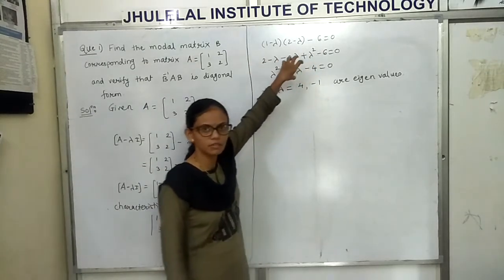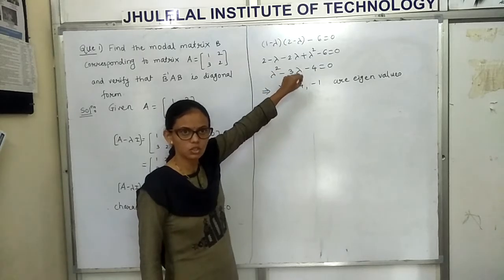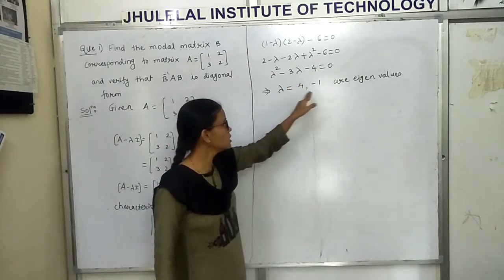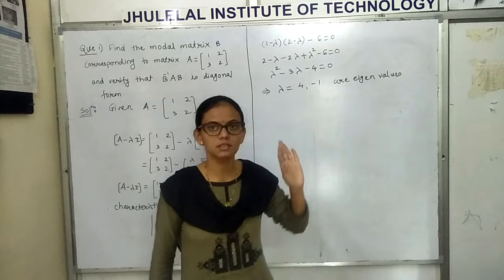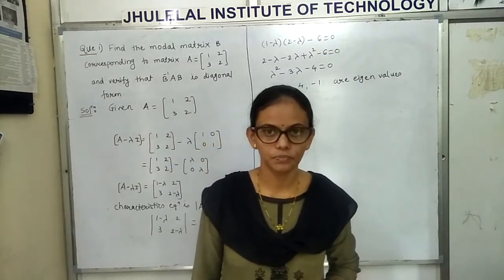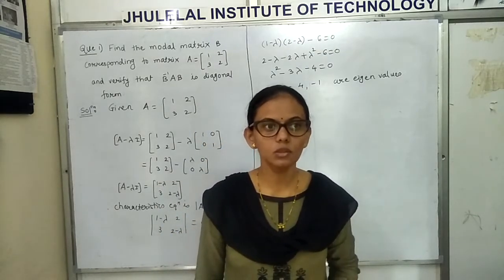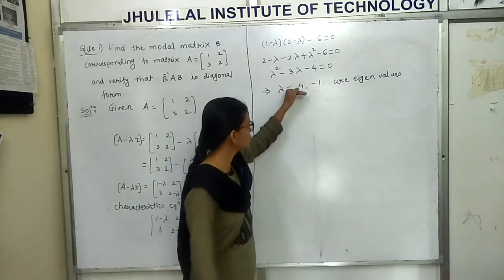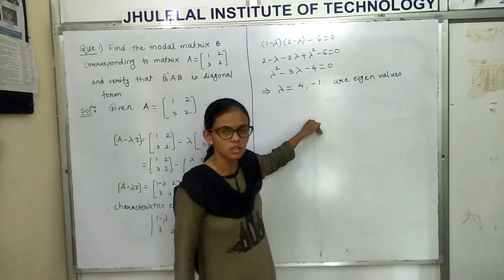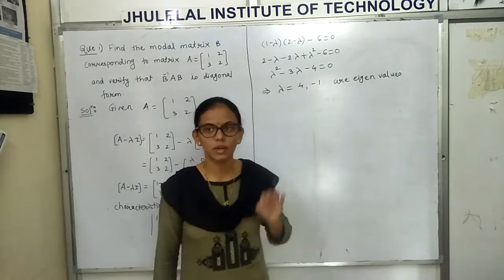So you will get a quadratic equation. The quadratic equation will have two roots. So we got the two values of lambda, that is 4 and minus 1. Now corresponding to these two values, that is corresponding to 4 and corresponding to minus 1, we require eigenvectors.